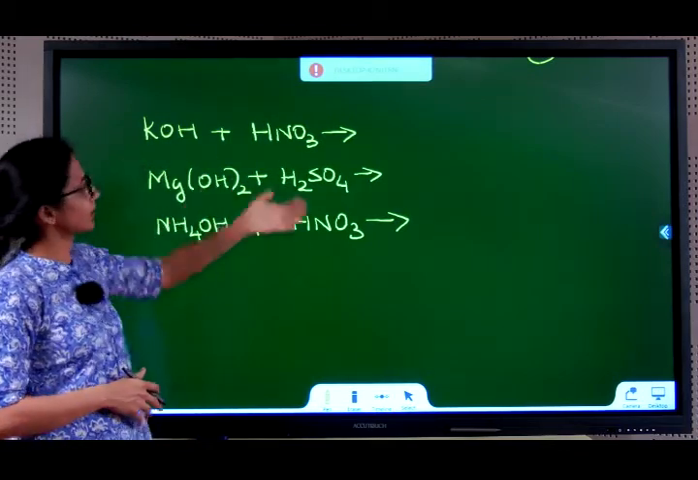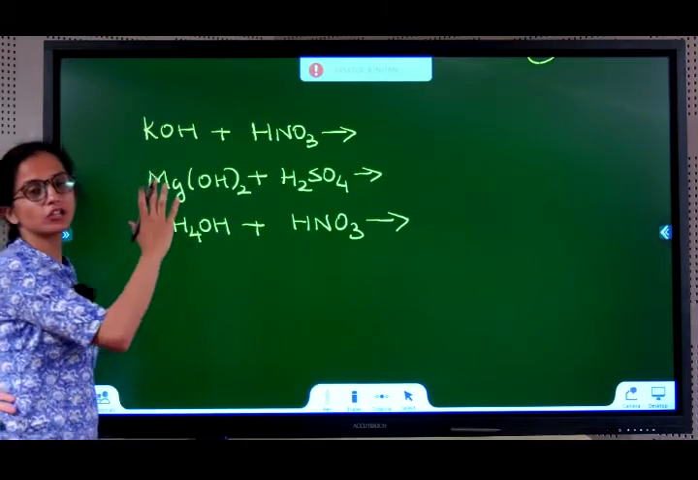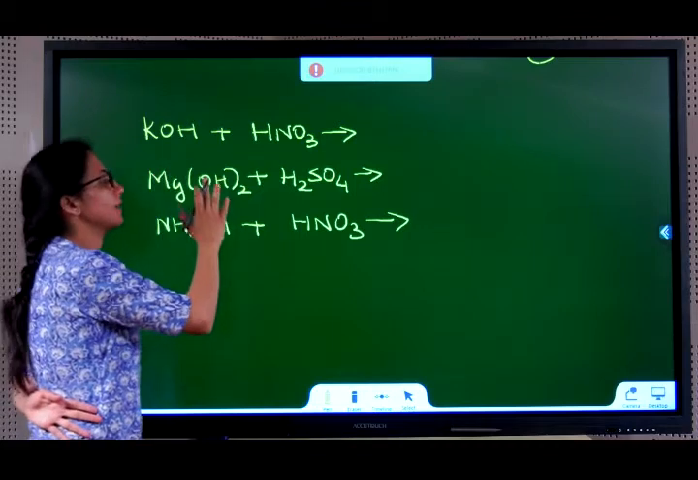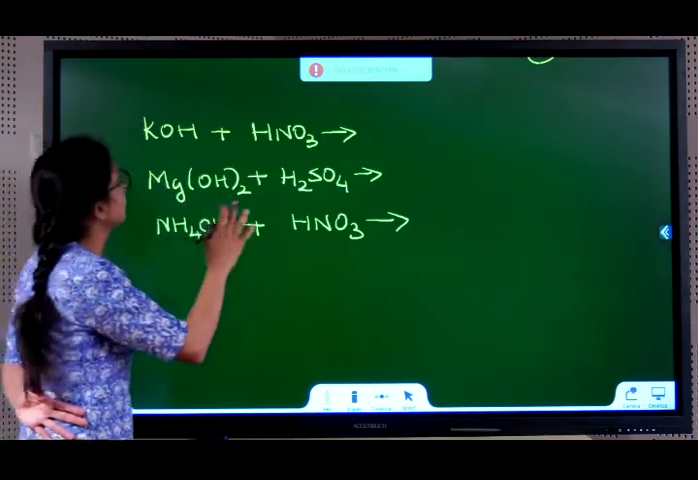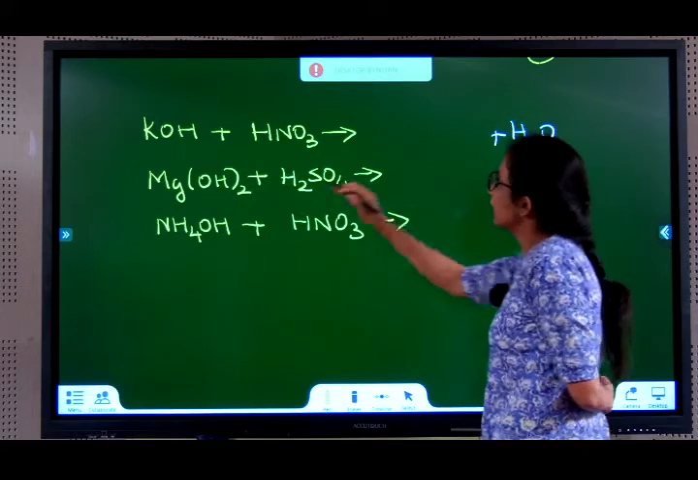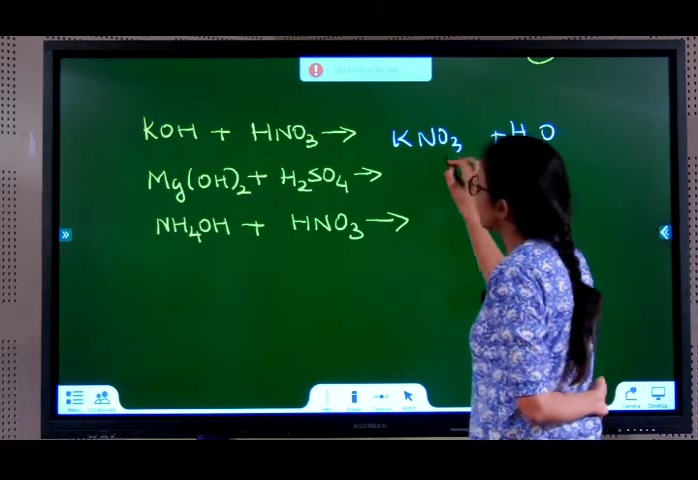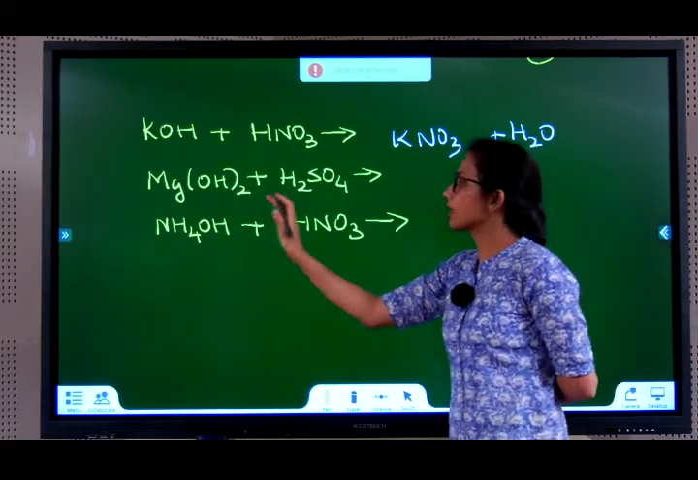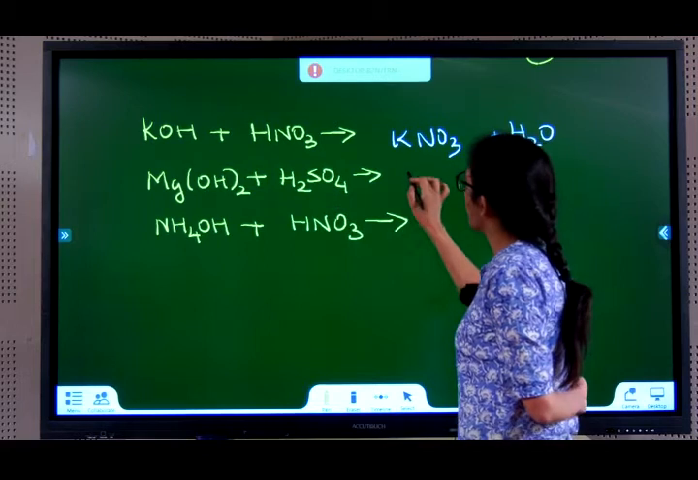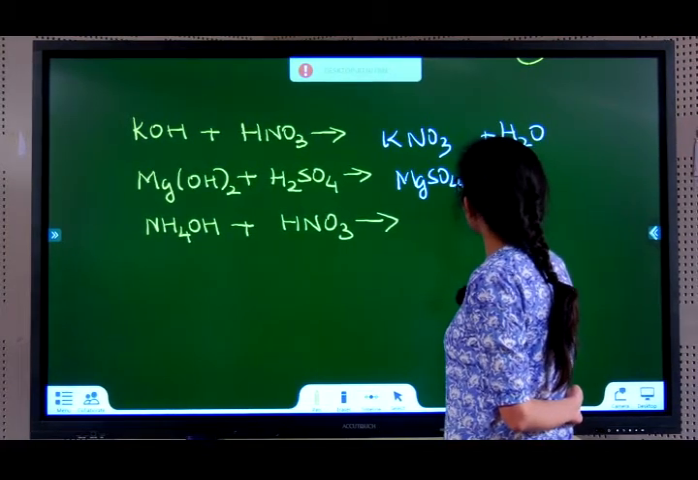So now you are seeing a few more neutralization reactions. We have a few bases here reacting with acids. Let's see what are the products formed. Potassium hydroxide base reacts with nitric acid to form water, along with that potassium nitrate. Magnesium hydroxide base and sulfuric acid give magnesium sulfate plus water.